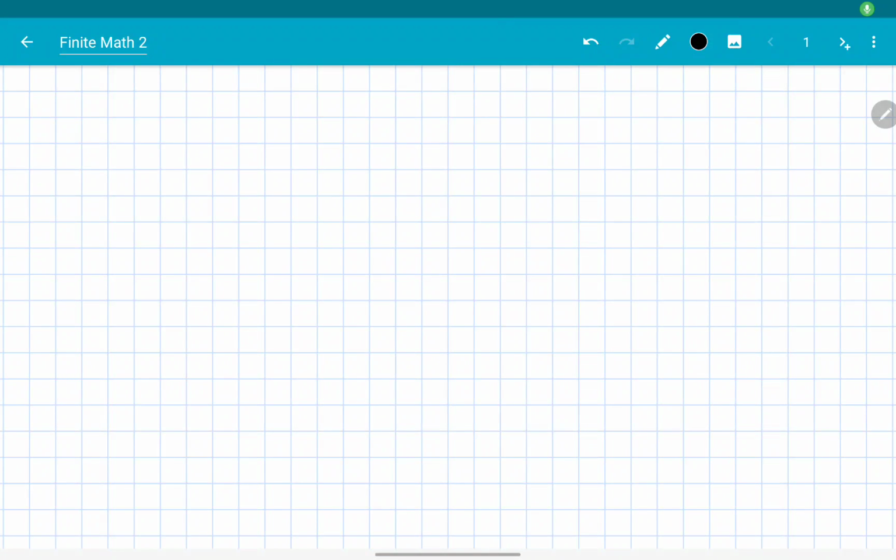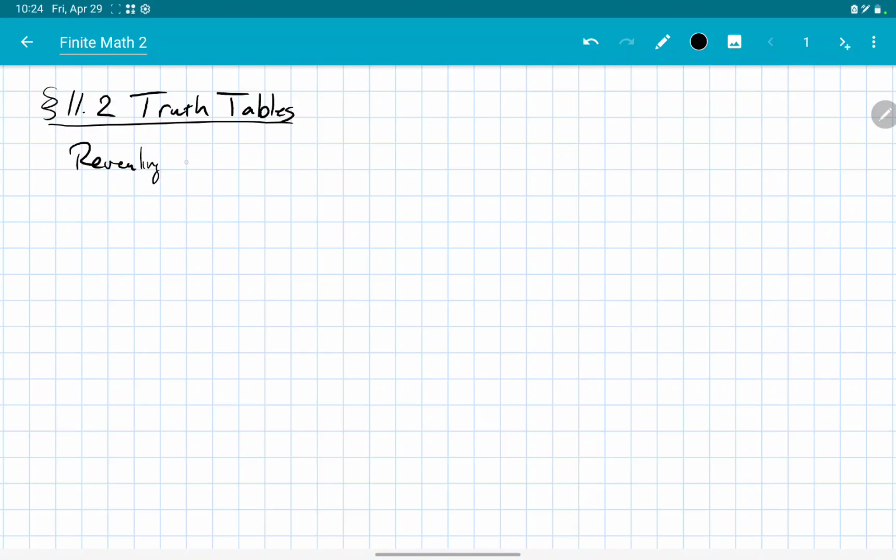Talk about truth tables. This is section 11.2, truth tables. Okay, what truth tables are useful for is revealing the truth or falsehood of complex statements.